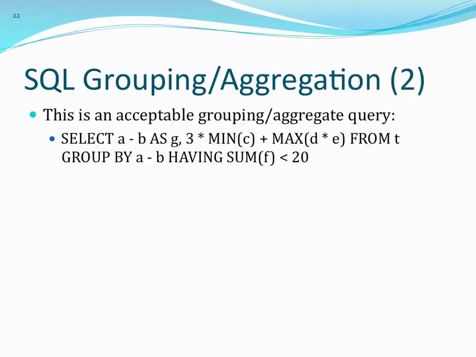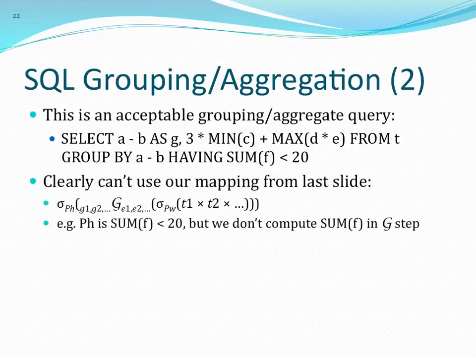Here's an example, one that would make me groan. Select A minus B as G, so that's our grouping value, because you can see group by A minus B, 3 times, and then we have this other thing, min of C plus max of D times E from our table, having, and then we have another aggregate expression in the having clause. So you see that this is a little bit tricky. We need to figure out how to disentangle this because it's just not possible to map this straightforwardly into the mapping that we had on the last slide.